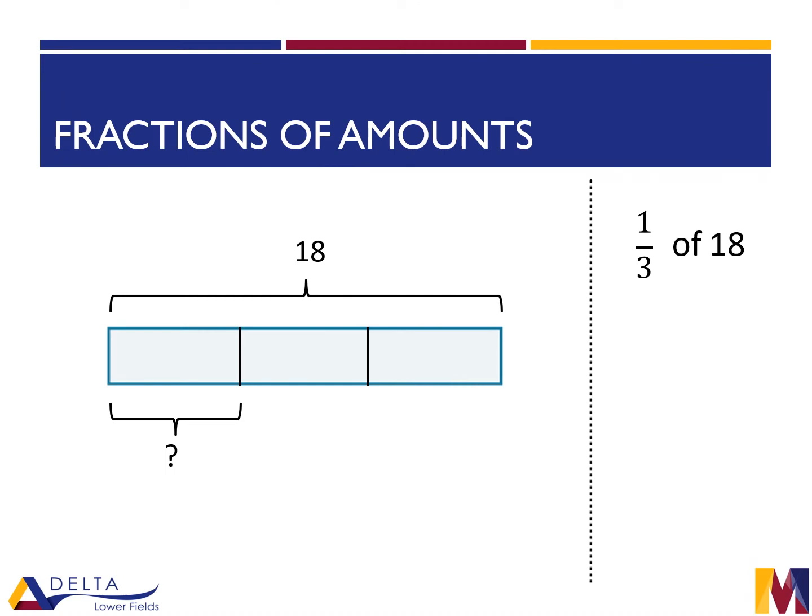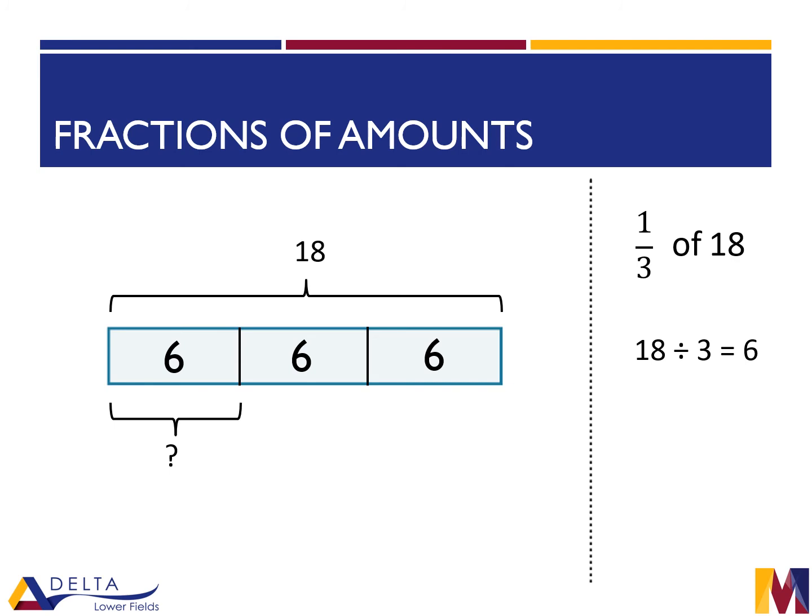Okay, so here's the idea of fractions of amount. I'm being asked for 1/3 of 18. I've drawn a bar model, and I've divided it into 3 equal pieces because it's asking me for thirds. I've represented the whole of the bar model as 18. Now I'm thinking I need to divide 18 by 3. That will give me 6, and that tells me that each of the thirds is 6.